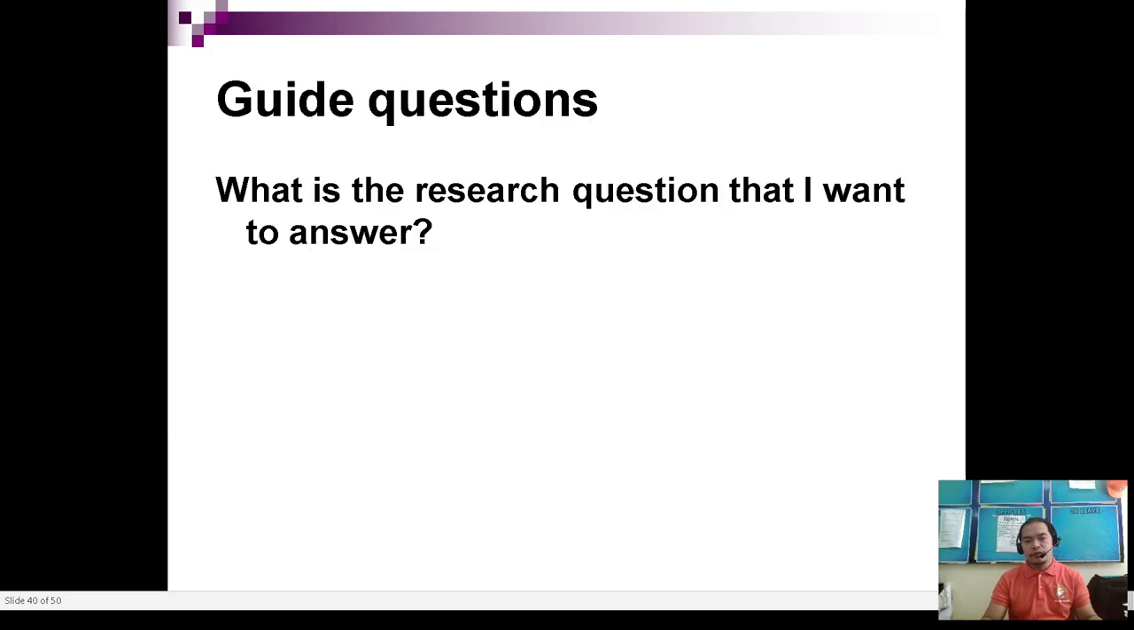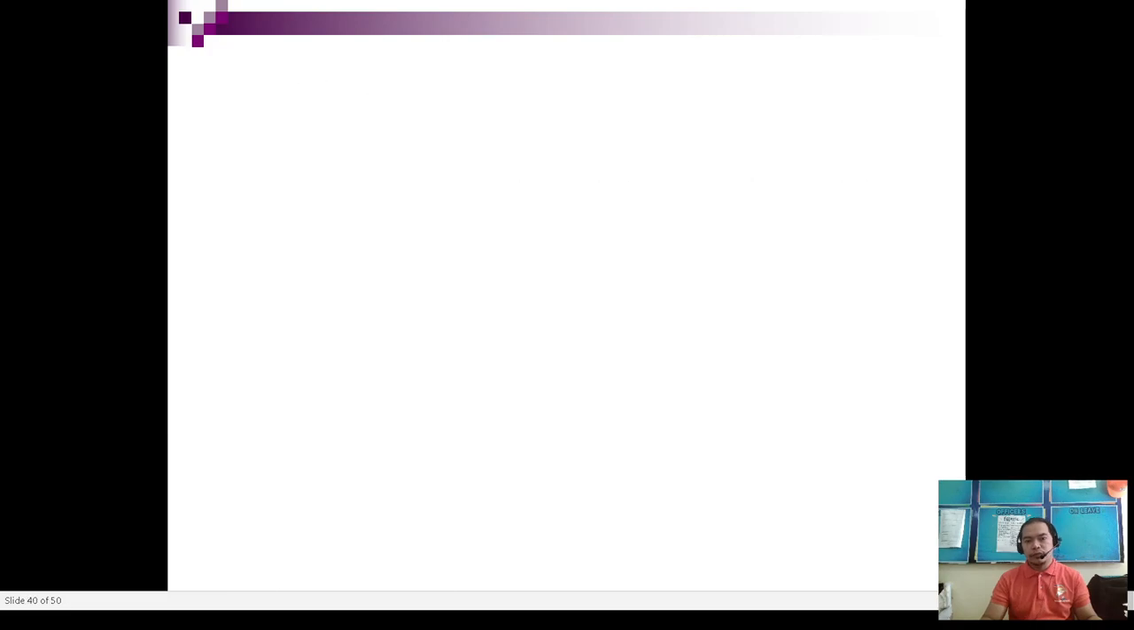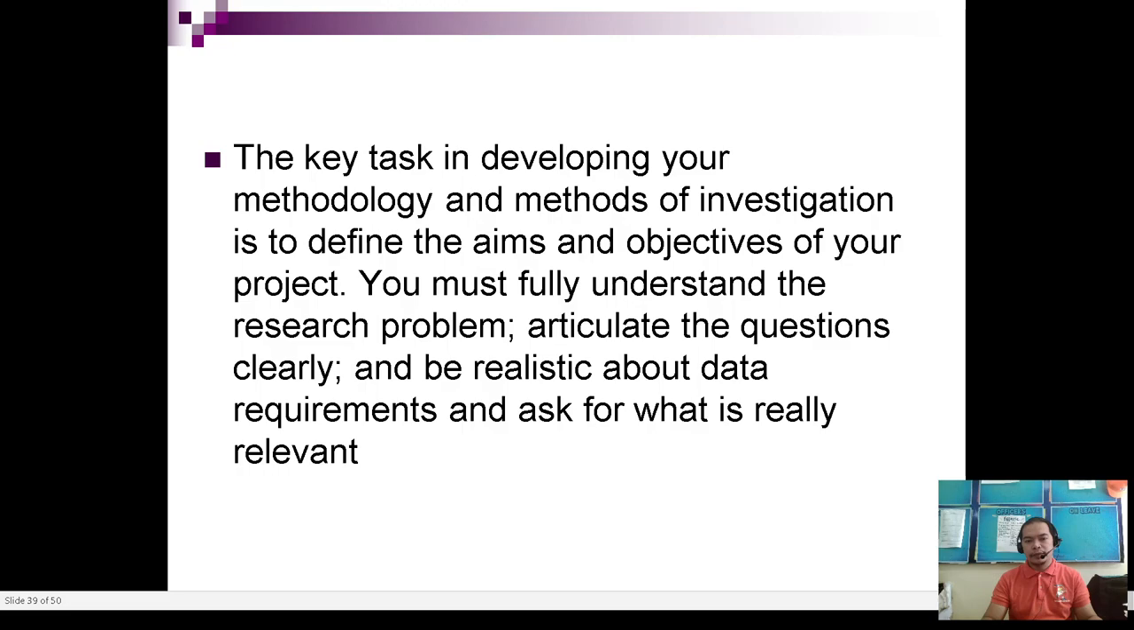Let's go to where we left off last time. Let's stress this one: the key task in developing your methodology and methods of investigation is to define the aims and objectives of your project.